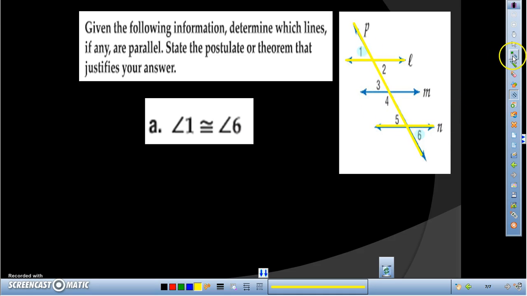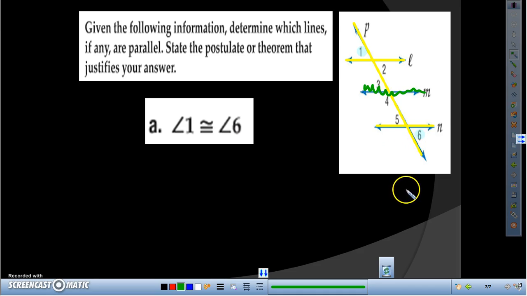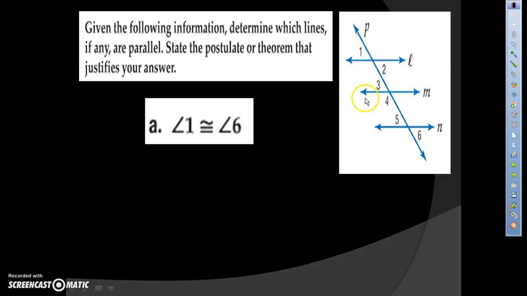Okay, so this middle line becomes insignificant. I don't care about that. I'm only looking at line L and line N with transversal P. Okay, so I want to categorize these 2 angles in relation to lines L and N being cut by transversal P. And what kind of angles would they be? Well, they're on the outside and they're on opposite sides of the transversal. So they're exterior and they're alternate. So yes, they are alternate exterior angles.